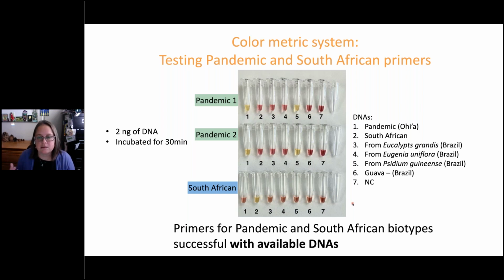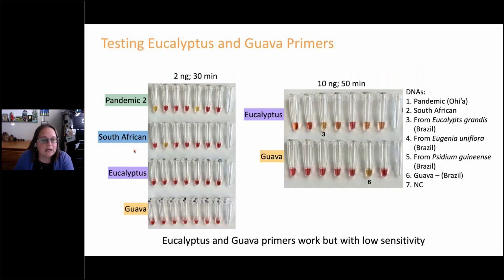But again, we've got to test these on a much larger scale because we're basically using DNA from one plant sample or one strain sample. And then when we started to look at the eucalyptus assay and the guava assay, under the same conditions, basically 2 nanograms of DNA and 30 minutes of incubation, we see a low sensitivity. So there's actually no positives. So false negatives are arising. When we added 10 nanograms of DNA and then incubated for 50 minutes, basically we do start to see that the eucalyptus assay works, and we do see that the guava assay works.